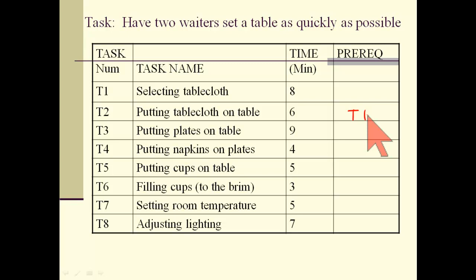Putting plates on the table. If you ever set a table, you know that if you're going to have a tablecloth, you probably better put the tablecloth on the table before you put plates on it. So a prerequisite for T3 is T2, well, also T1. But let's just list T2 as the prerequisite, and then since T1 is a prerequisite for T2, it's understood that T1 is also a prerequisite.